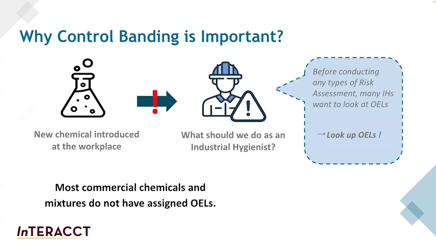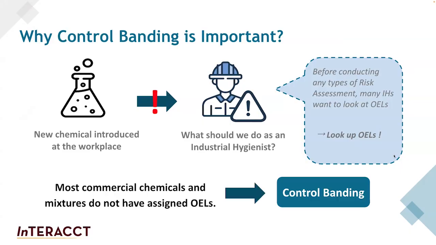So what happens when a new chemical is introduced in the workplace, but there's no occupational exposure limit available? This is actually quite common. In fact, most commercial chemicals and mixtures don't have assigned OELs. When that's the case, industrial hygienists can't rely on traditional quantitative risk assessment alone. This is where control banding becomes essential. It offers a practical, qualitative approach to manage these risks even without OELs.